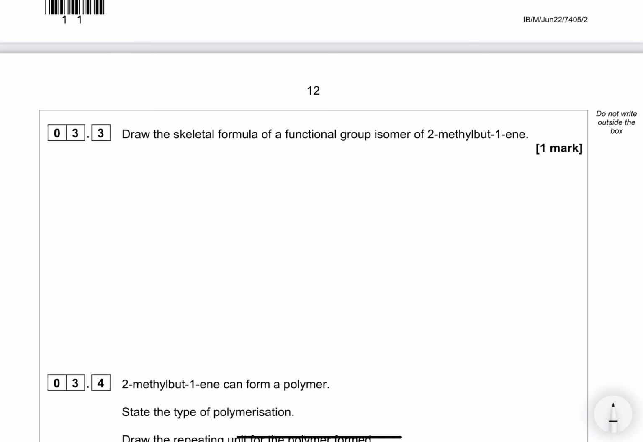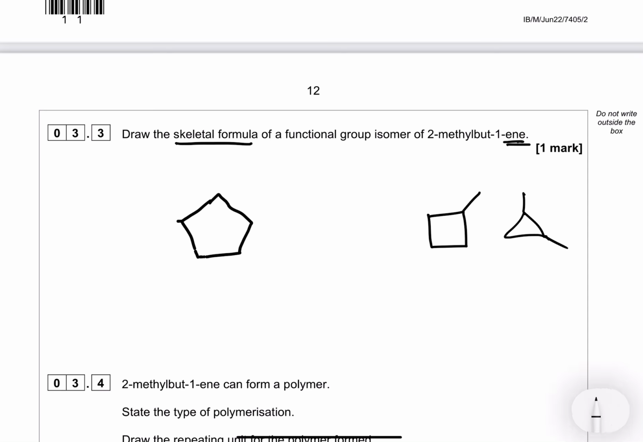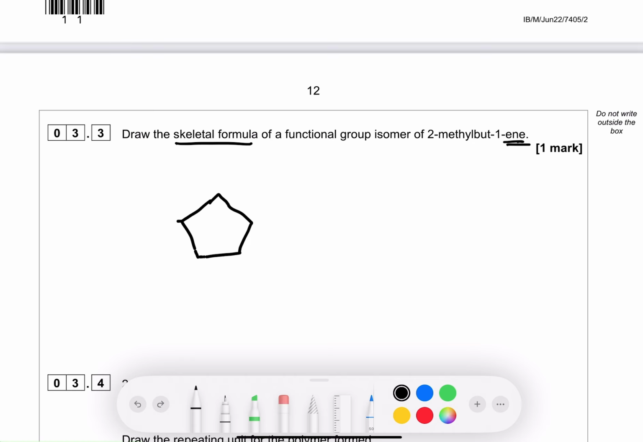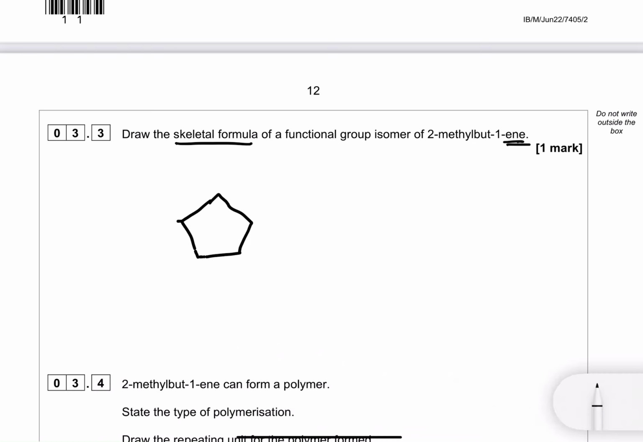The next part of the question says draw the skeletal formula of a functional group isomer. So this is of an alkene, so we need to not be an alkene, so we probably want to be an alkane, but we want to be a cyclic alkane. So we need any cyclic alkane that has 5 in total carbons, so that might be that we draw a pentagon. We could draw, for example, a cyclobutane with a methyl or a propane with 2, but we only need one answer, so I'm going to leave it as cyclopentane.